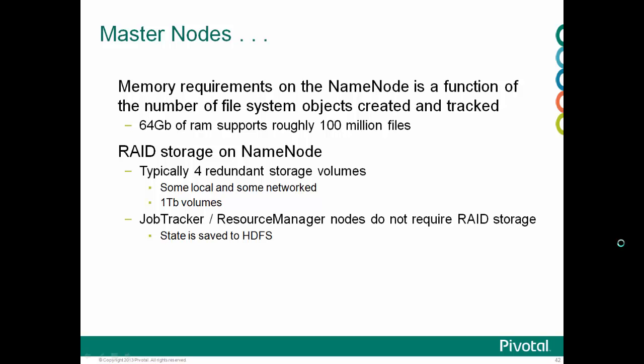As far as disk storage requirements on the name node are concerned, you do want RAID storage on the name node. You typically want 4 redundant volumes. You want some of those volumes local to the name node, some of them networked, and they should probably be 1 terabyte volumes, but don't need to be any larger. The job tracker resource manager nodes do not require RAID storage, as most of the state of those devices is saved to HDFS and stored on disk.